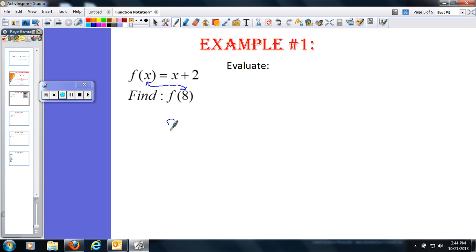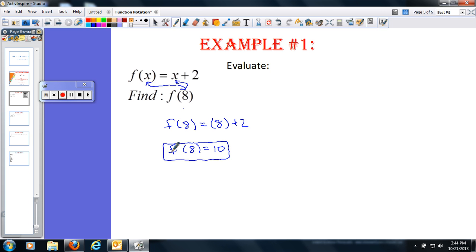So to find f of 8, all I'm going to do then is also replace the x with 8 here. So this would be 8 plus 2. Now I suggest when you first do the substitution that you put the number in parentheses, because if this happens to be a negative number, it might keep you from making an important mistake. So that means that f of 8 then is going to be 8 plus 2, which is 10. And this is how you evaluate a function.